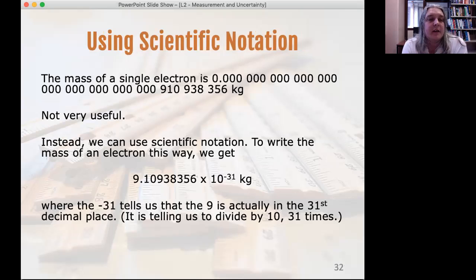And again, I already mentioned this, but we get very small values as well. I'm not going to read this number out. The mass of a single electron is that many zeros followed by 910938356 kilograms. Again, you're going to make mistakes. You can't write that out over and over again without making any mistakes. So we use scientific notation, and that tells us it's 9.109 times 10 to the negative 31 kilograms. The negative 31, of course, telling us that the 9 is in the 31st decimal place. We divide by 10 31 times. So that's the use of scientific notation. Do get used to it. Do practice it. You will need to be able to use scientific notation.